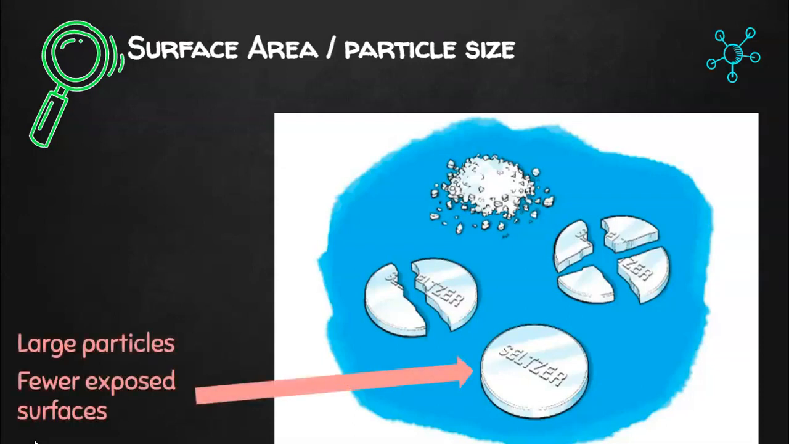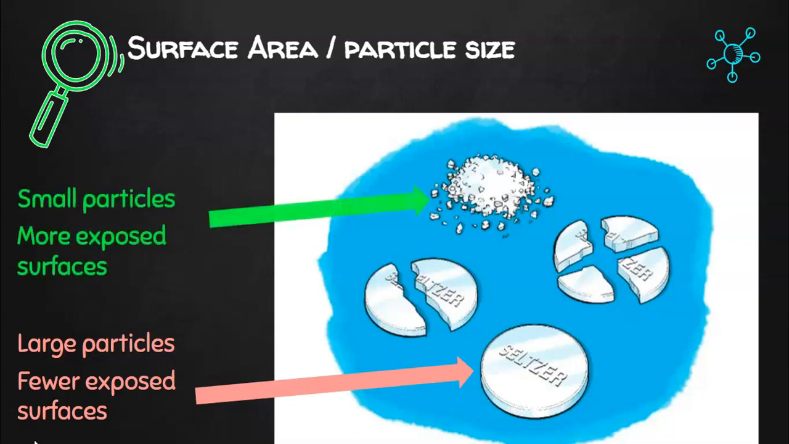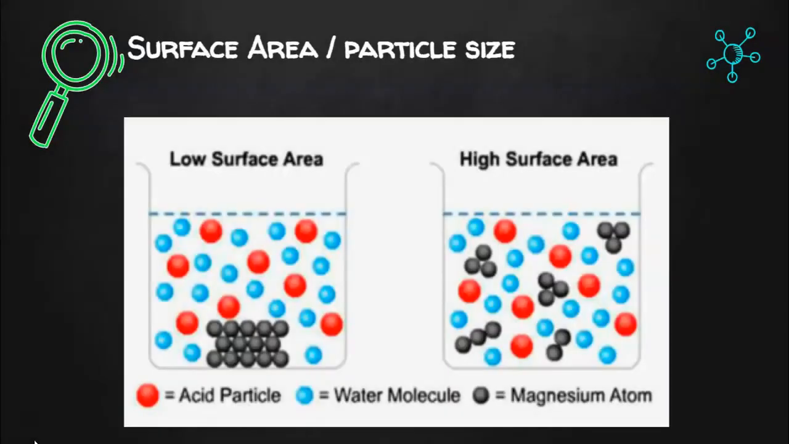Large particles have fewer exposed surfaces. If we take a large particle and crush it up or break it up into smaller pieces, grind it into a powder, it has smaller particles with more exposed surfaces. So say the large particle has less surface area and the smaller particles have greater surface area.